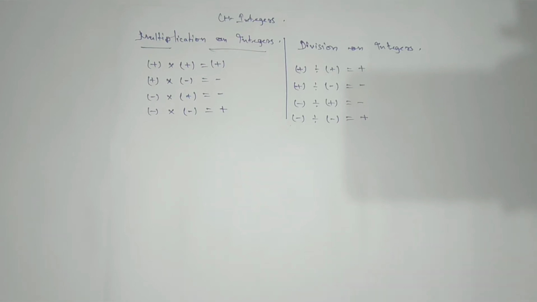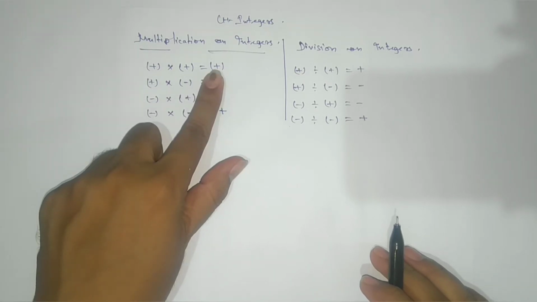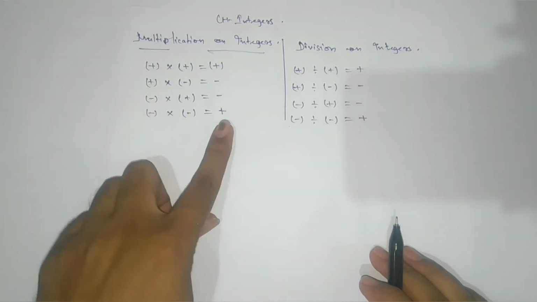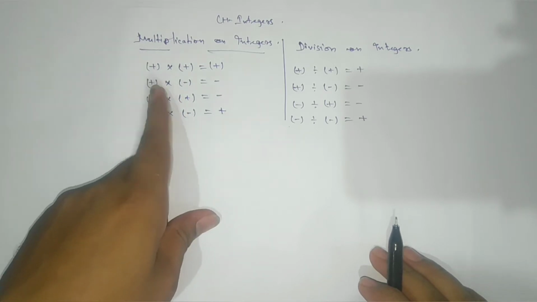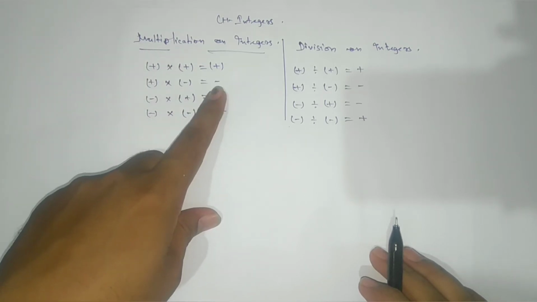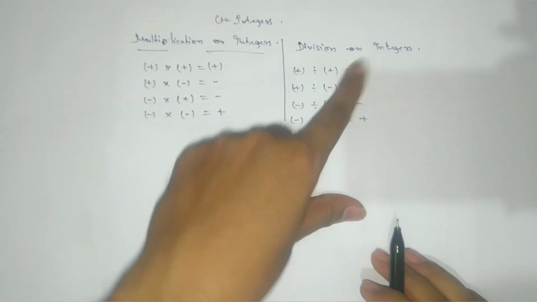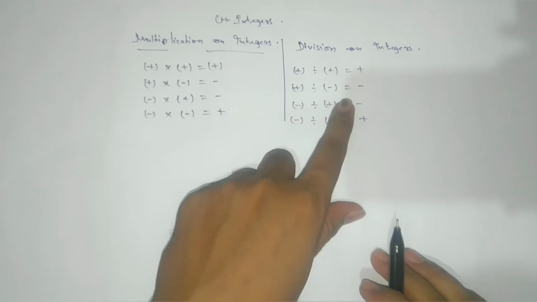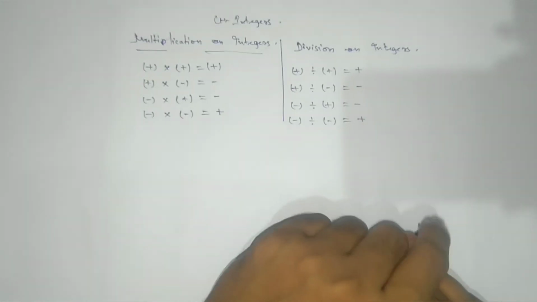Here you can see that plus into plus will give you plus, and minus into minus will give you plus. The symbol changes, okay? And if plus into minus is there, you will get minus, and minus into plus will also give minus. Similarly, plus divided by plus will give you plus, plus divided by minus will give you minus, minus divided by plus will give you minus, and minus divided by minus will give you plus.